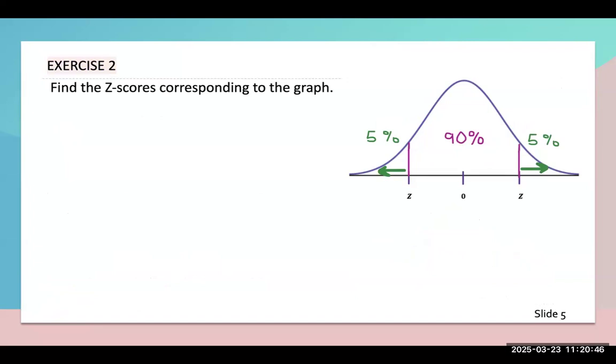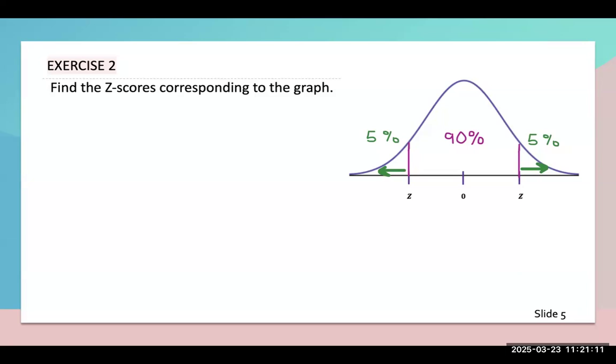So there's two ways. We can find the negative z-score by using the code equals norm.inv, put 0.05, comma 0, comma 1, or we could look into the z-table and try to find the z-score that corresponds to 0.05. And once you have the negative one, the other one is just the positive value of it.